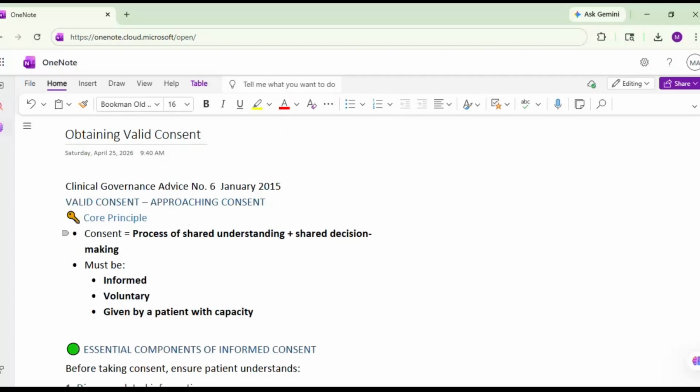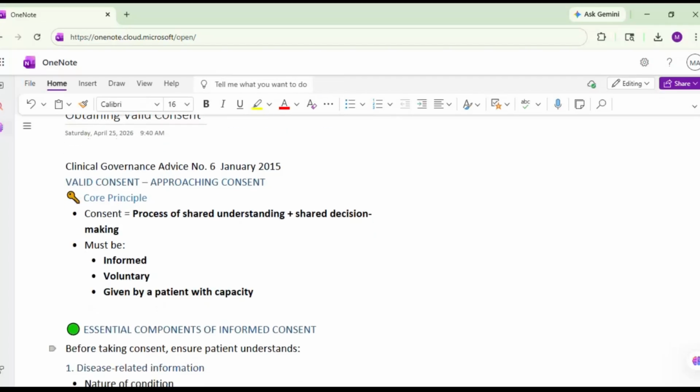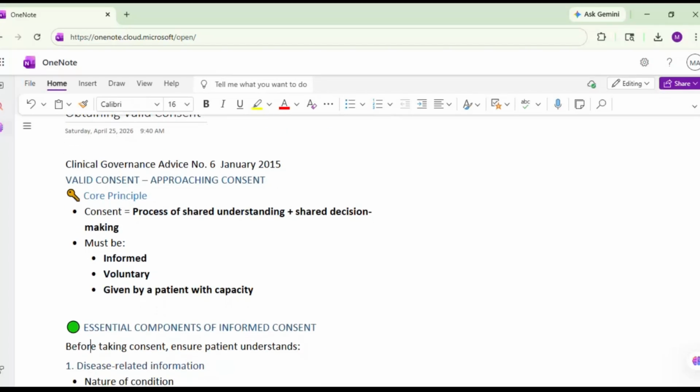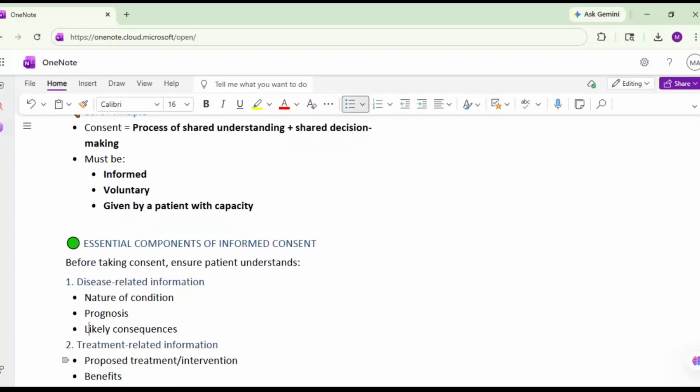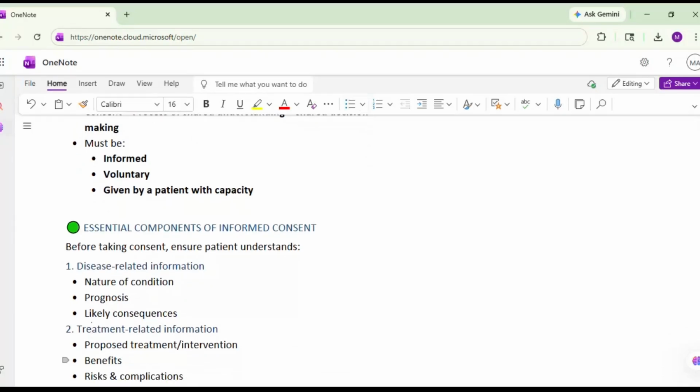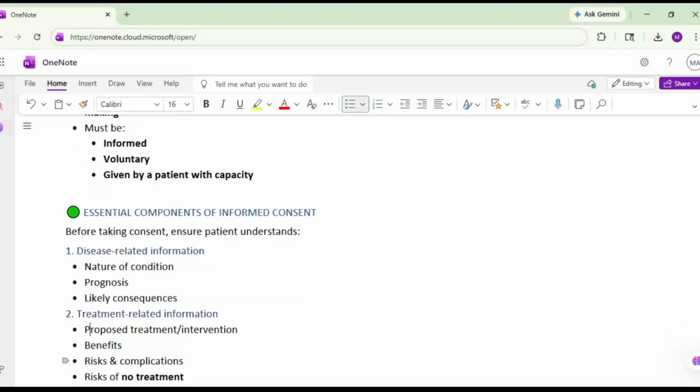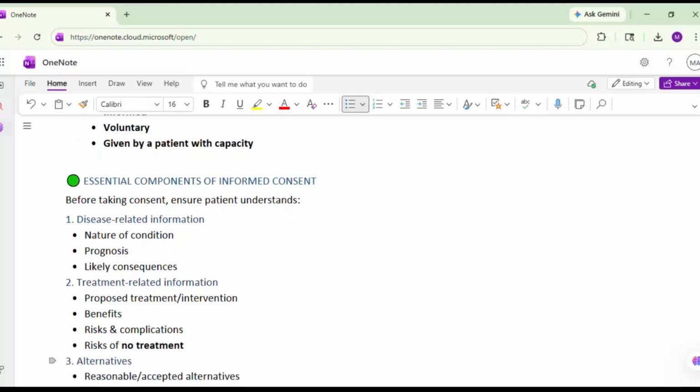What are the essential components of informed consent? Before taking the consent, we need to ensure that the patient understands the following things. One is the disease or diagnosis. Second, information related to the treatment. Third, what are the alternative treatments?